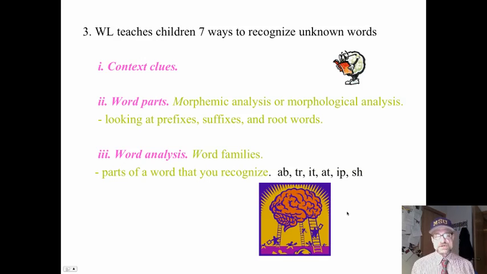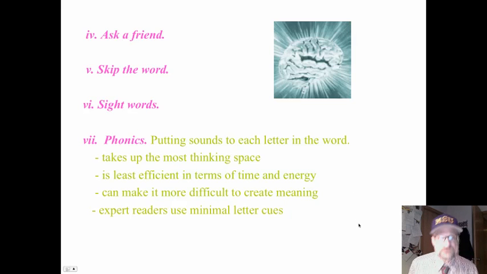We, progressive teachers, teach children how to recognize words using context clues, one way, using morphemic analysis, teaching them to look at prefixes, suffixes, and root words. Word analysis or word families or phonograms, looking at parts of the words that we recognize. The ab family, the ip family, the tr beginning sounds, etc., etc. Word families. Ask a friend. Skip the words. We teach them to recognize sight words and phonics, putting letter sounds to each letter in the word.